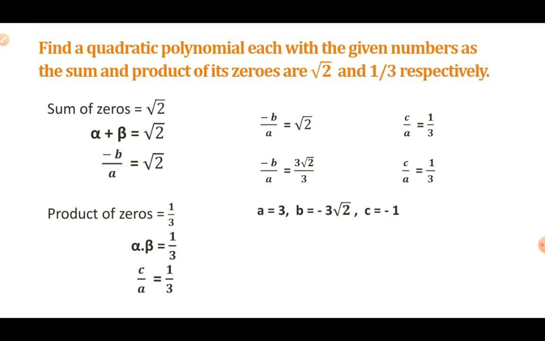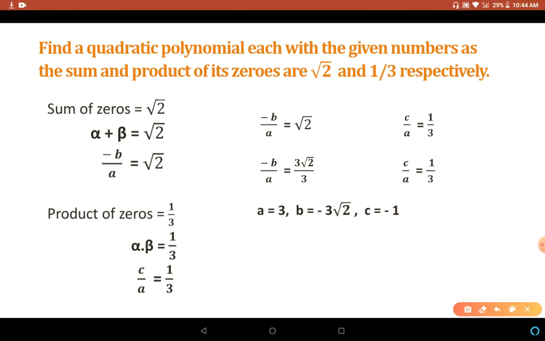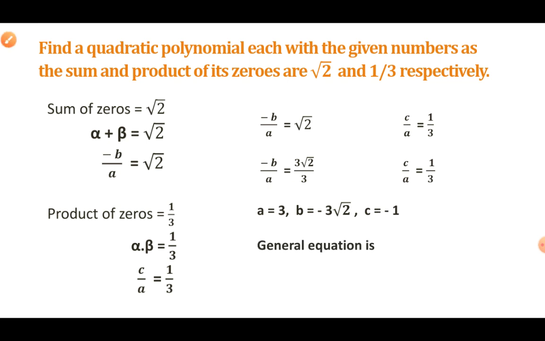Sorry, the value of c will be 1. I'm sorry, the value of c is plus 1. The general quadratic equation is ax square plus bx plus c. Just substitute your values. Your answer will be 3x square minus 3 root 2 plus 1.